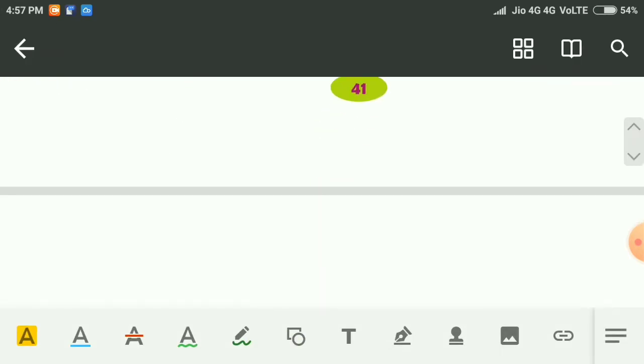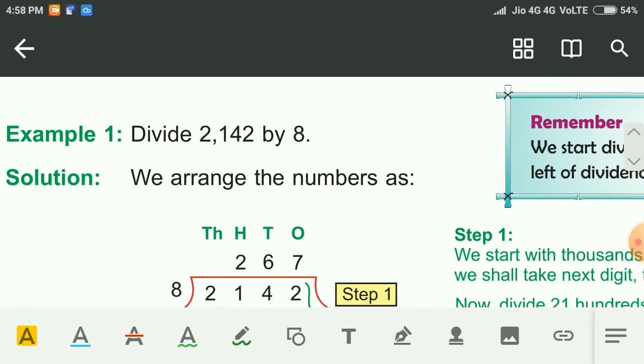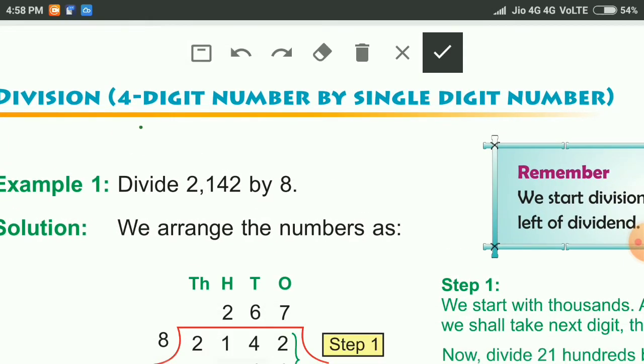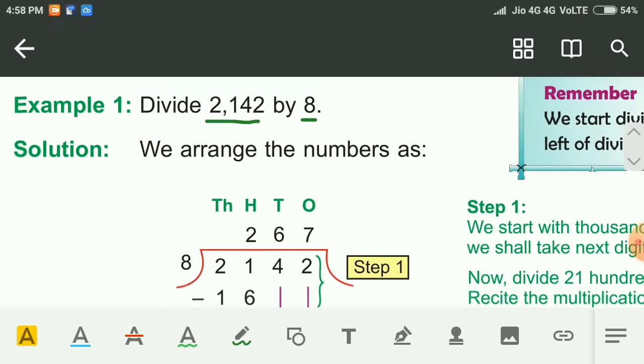Then the next page number. 'Division of 4-digit number by single-digit number'. How can you divide? This is a 4-digit number and this is a single-digit number. How can you divide these numbers?